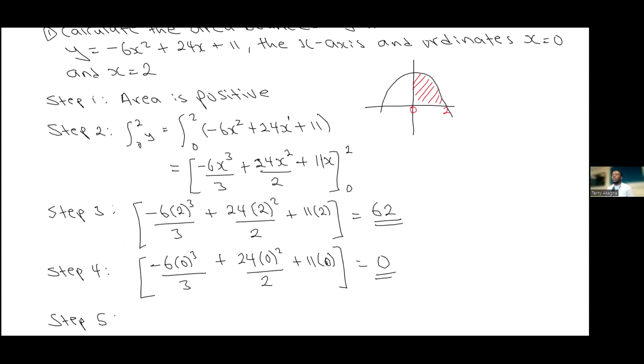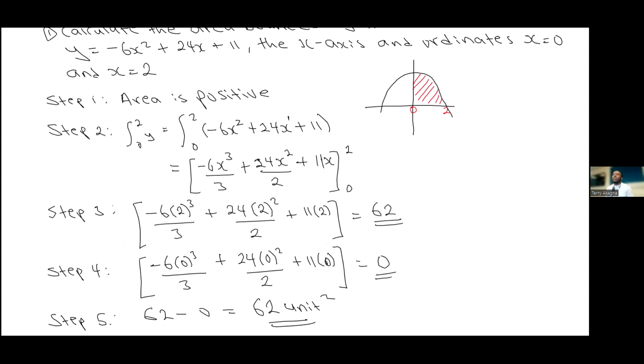All right, so it's going to give us 62 minus 0, and that will give us 62 units squared. And that'll be the answer for that. Okay. Let me pick maybe one more example for this.